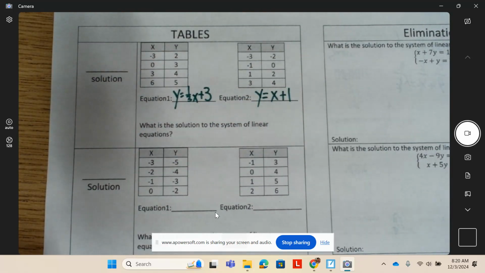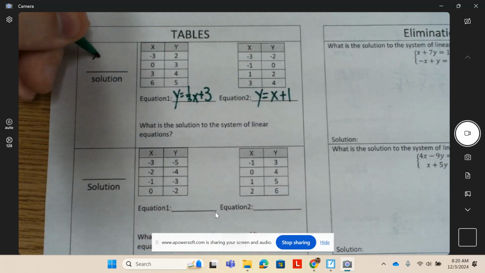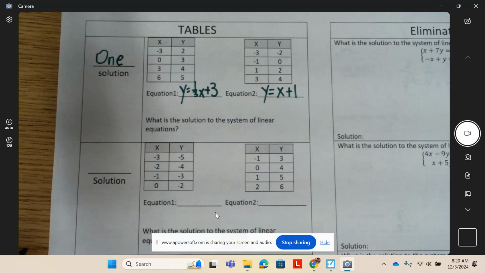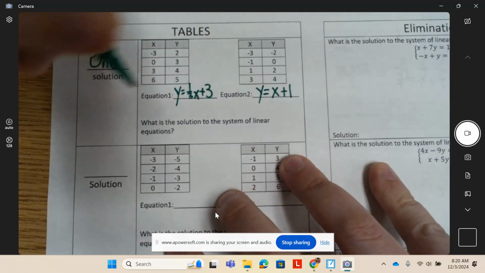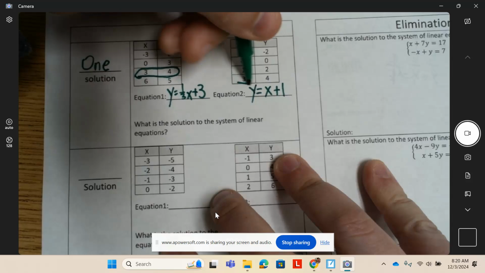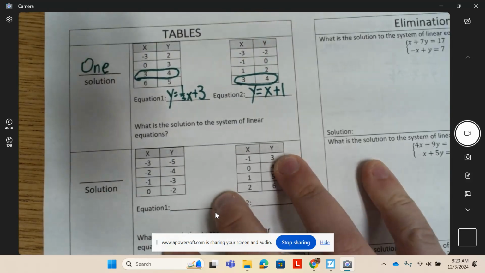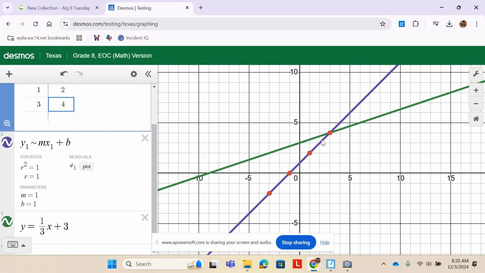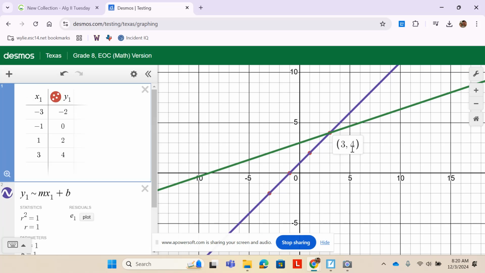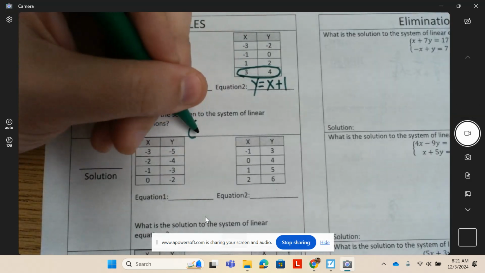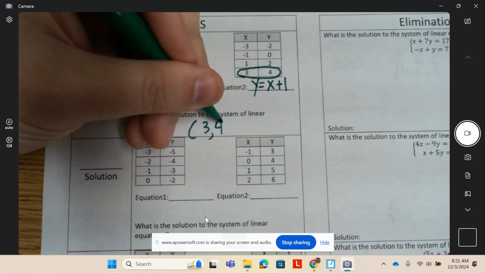So my slopes are different. That means this is going to be just one solution. And that one solution would be the one place where they are exactly the same. So if I look on my table, I've got that 3, 4 there. Or since I put it into Desmos, I could also just look on Desmos and say, oh, it looks like I have that point right there, which is that 3, 4, where they cross. So that would be our solution. Either way, that solution is 3, 4.